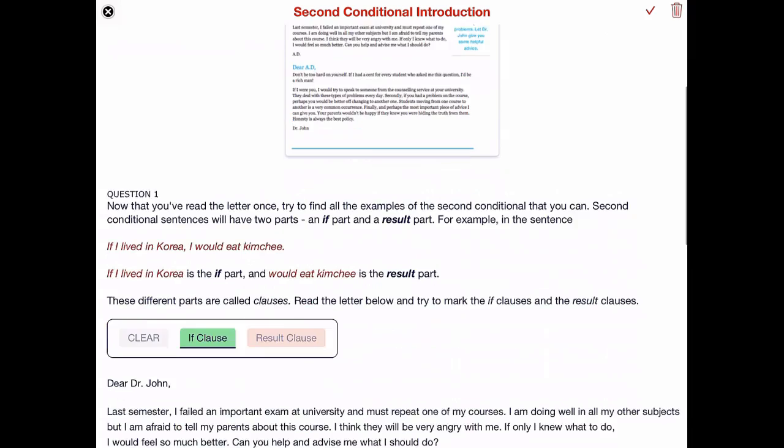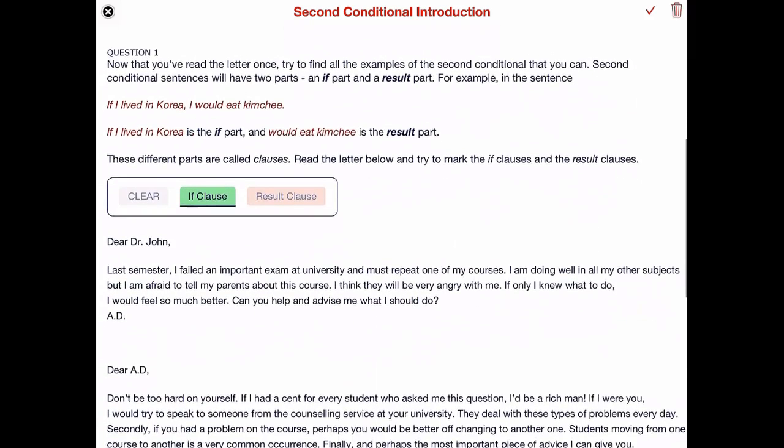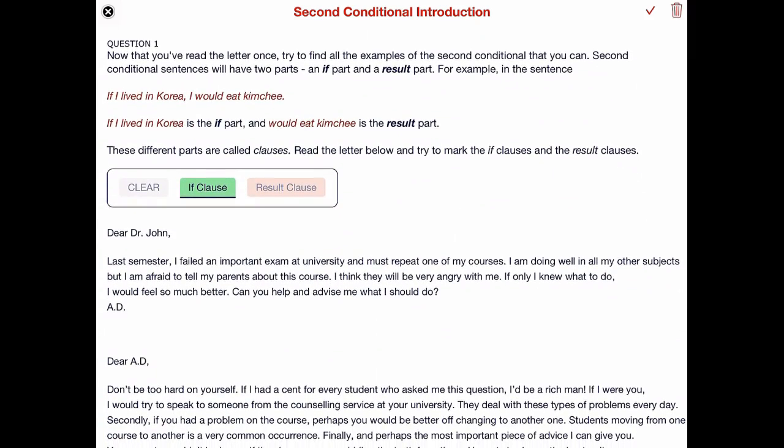that go with it. Okay, what we're looking at in the second conditional, you're going to have two parts. Okay, just like the first conditional, you'll have an if part, which is also called a clause, and a result part or a result clause. If I lived in Korea is the if part, of course. I would eat kimchi is the result part.